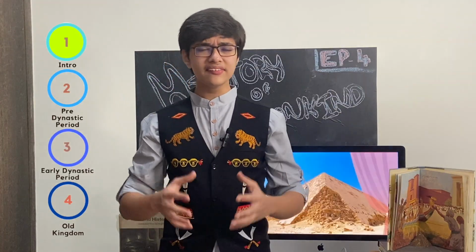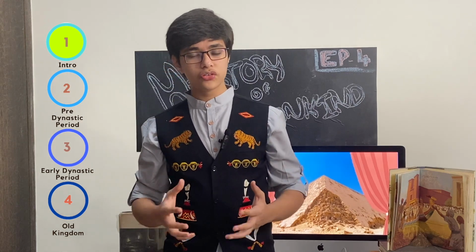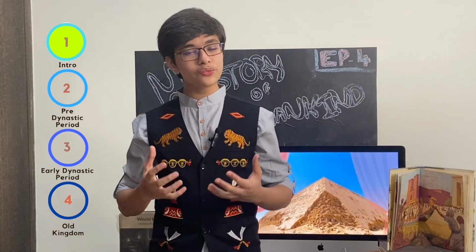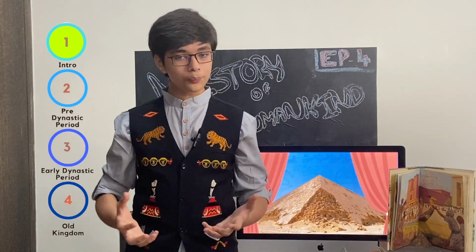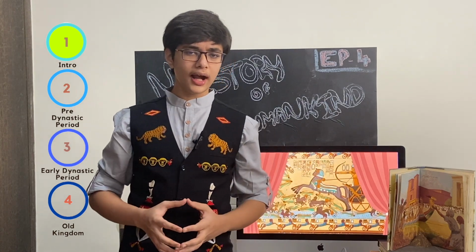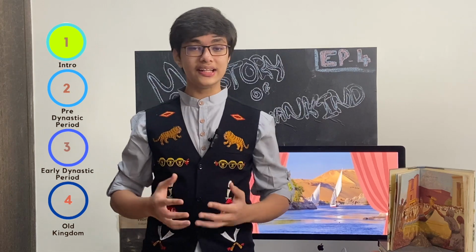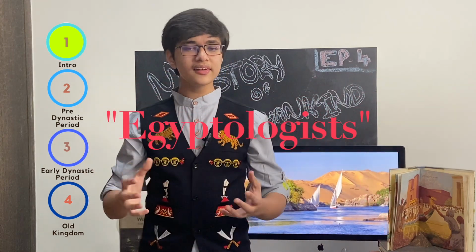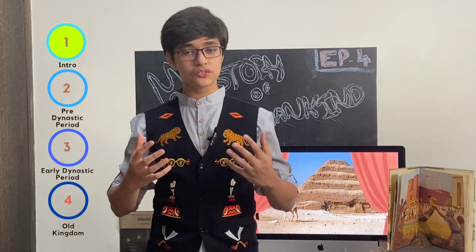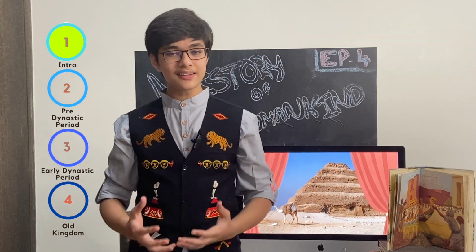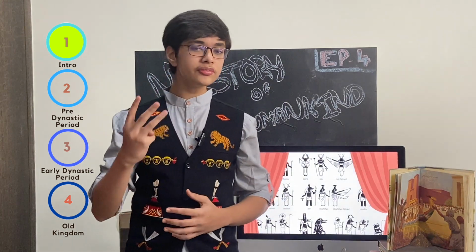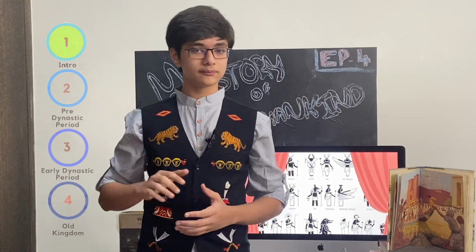Egypt's history is extremely long. So long, in fact, that the people who study Egypt have their own branch under history. And the branch is called Egyptology, and the people who study it are called Egyptologists. These Egyptologists have divided Egyptian history for us into certain periods, three of which we will be covering today.